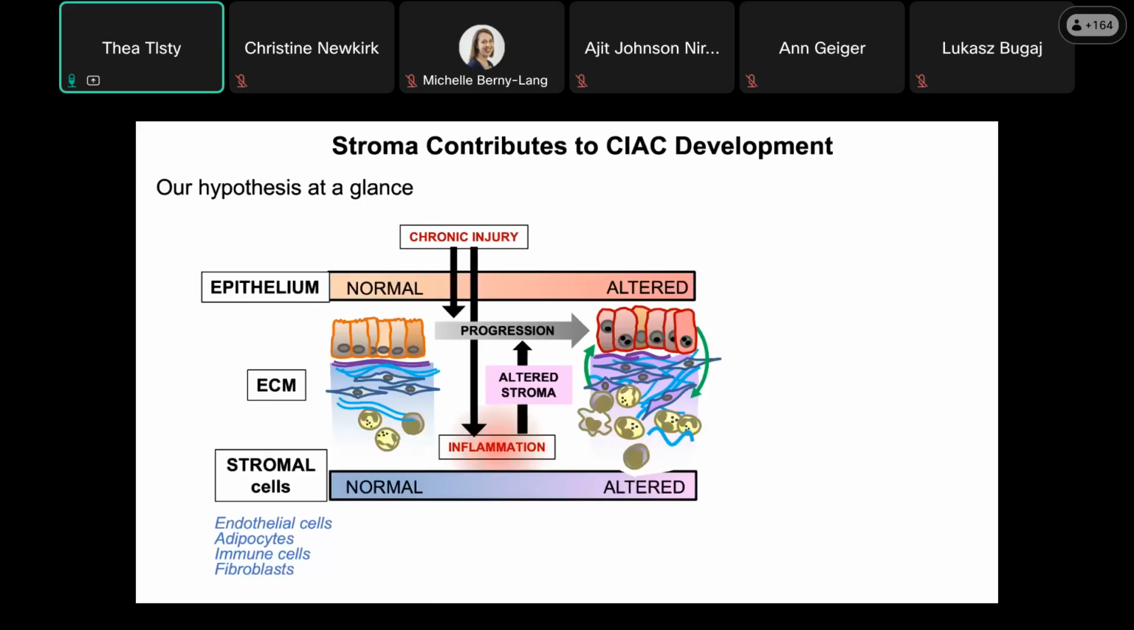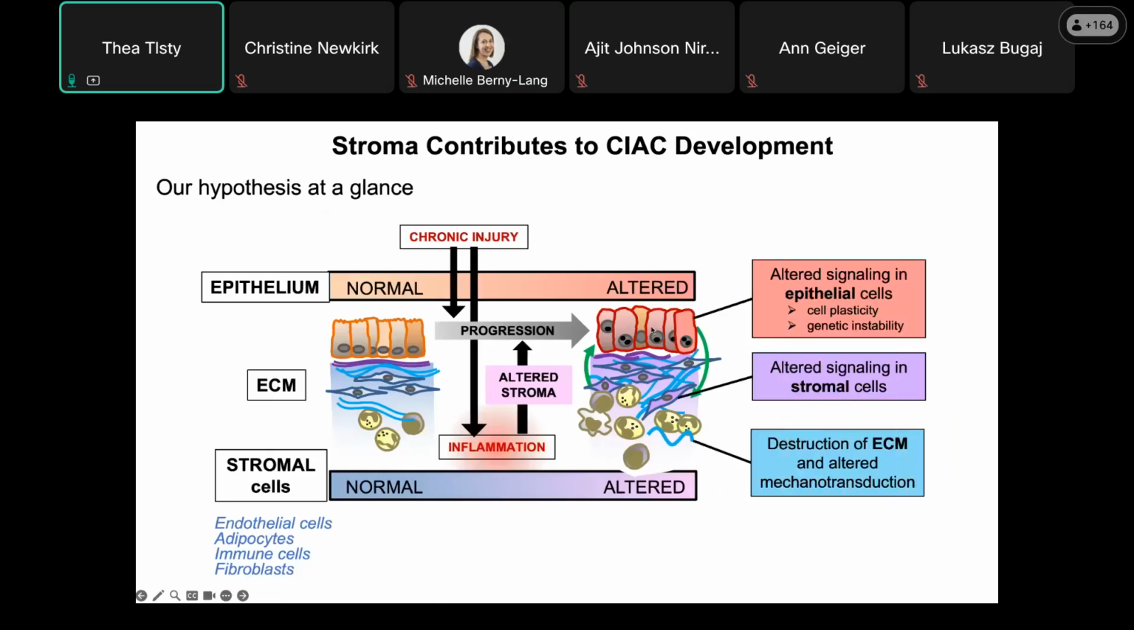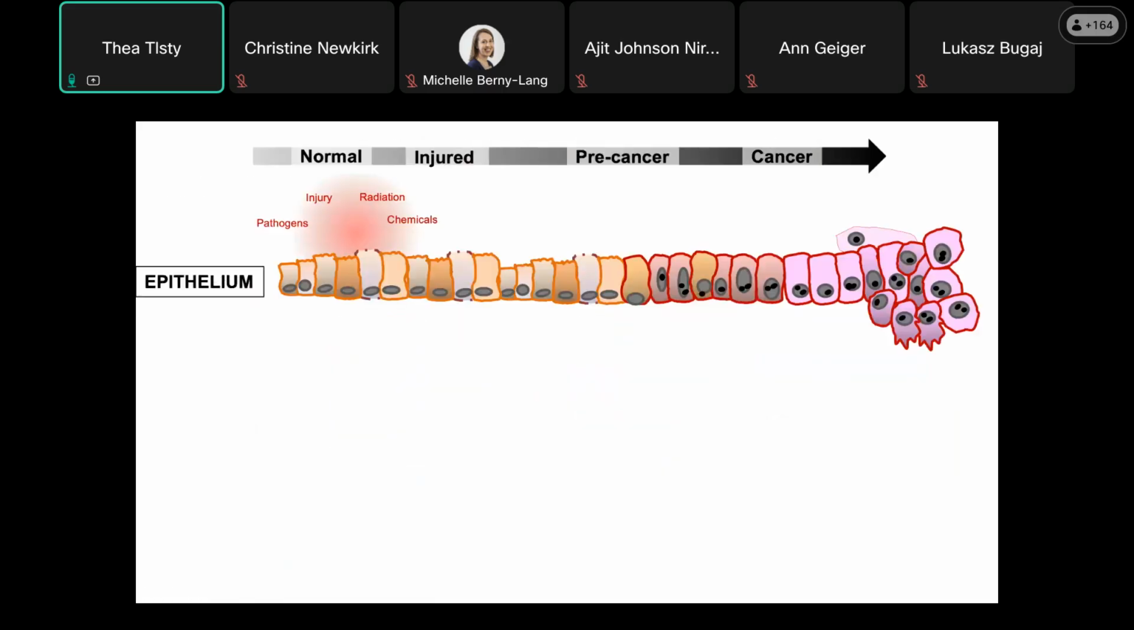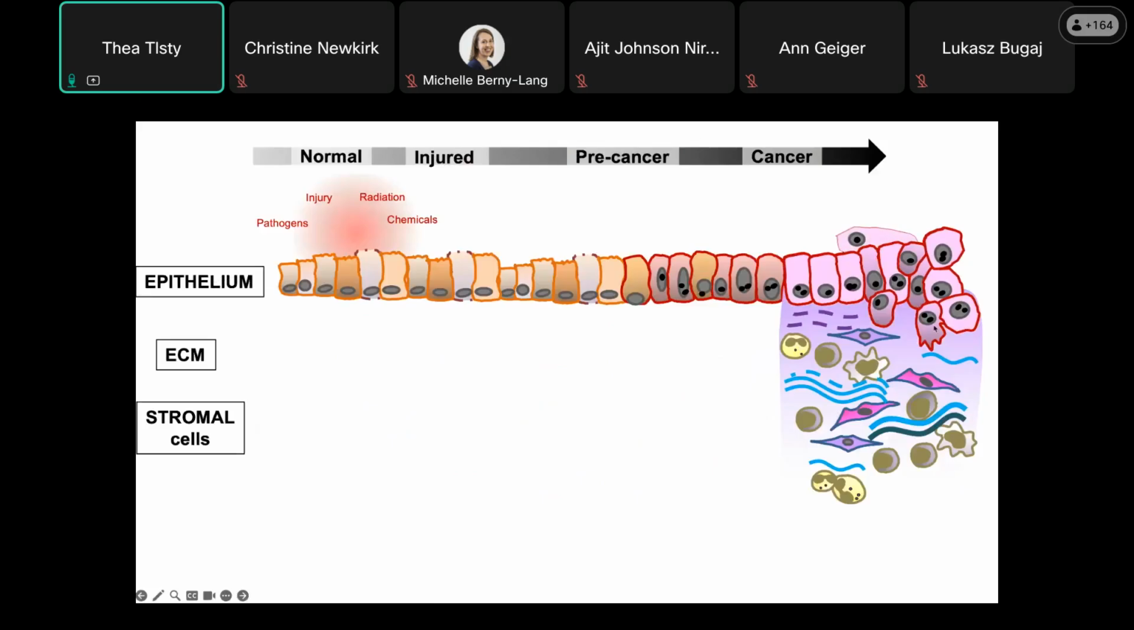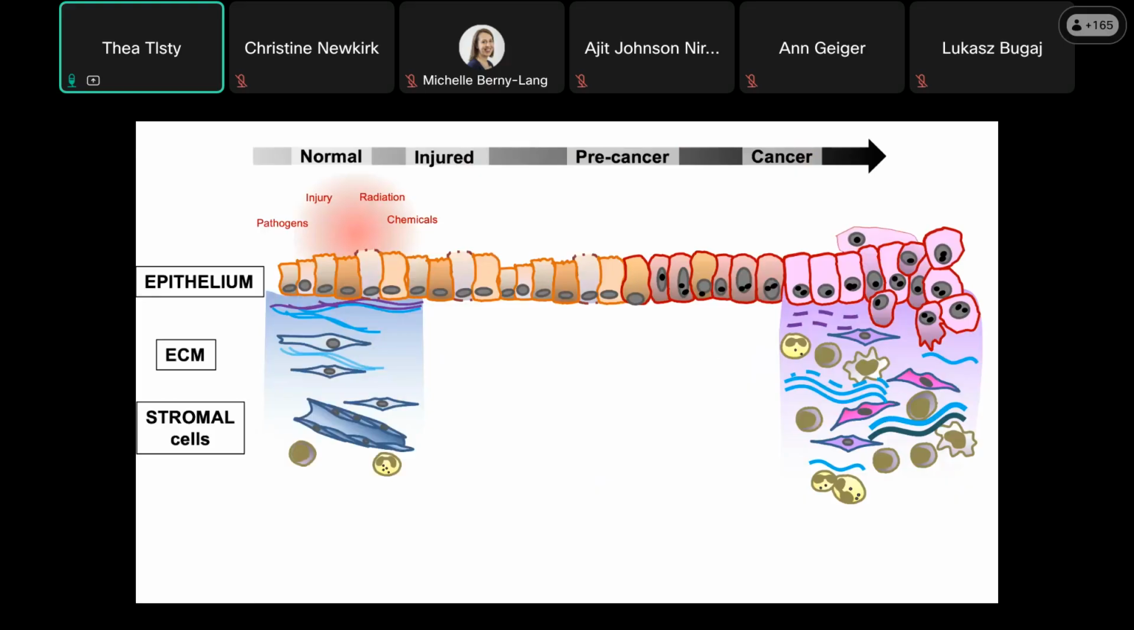So our hypothesis at a glance is that when you have chronic injury, you're not only injuring the epithelial cells, but you actually have 3 pillars of pathology. You're also changing the stromal signals, how they interact with the epithelial cells, and you're changing quite dramatically the ECM and its characteristics. And so, as I said before, most people study tumor-immune interactions in the context of the fully formed tumor. I'm going to take you right back to the very beginning and show you how that's set up.